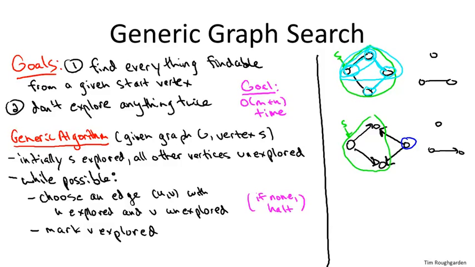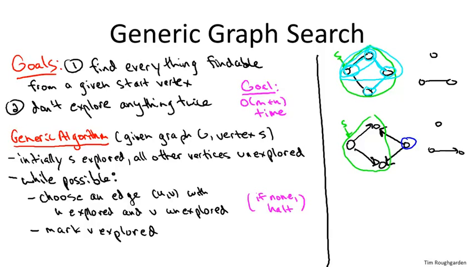More generally, the claim is that this generic graph search algorithm does what we wanted. It finds everything findable from the starting point, and moreover, it doesn't explore anything twice. I think it's fairly clear that it doesn't explore anything twice, right? As soon as you look at a node for the first time, you suck it into the conquered territory, never to look at it again. Similarly, as soon as you look at an edge, you suck them in. But when we explore breadth and depth first search, we'll be more precise about the running time and exactly what I mean by you don't explore something twice.